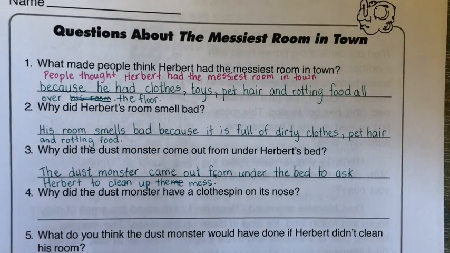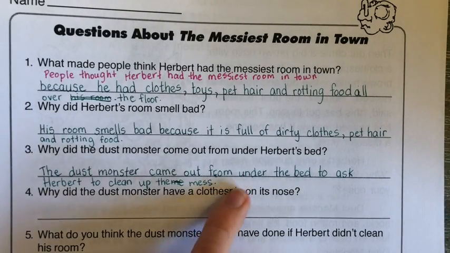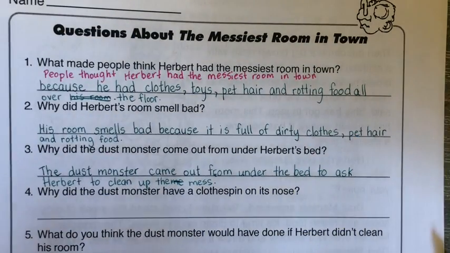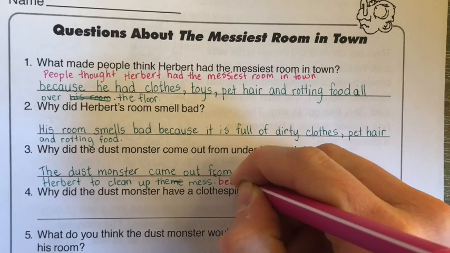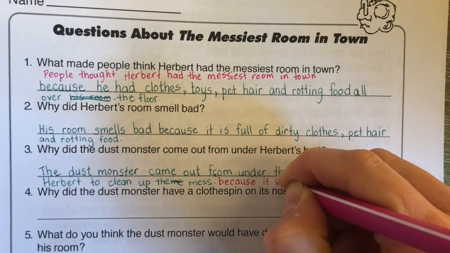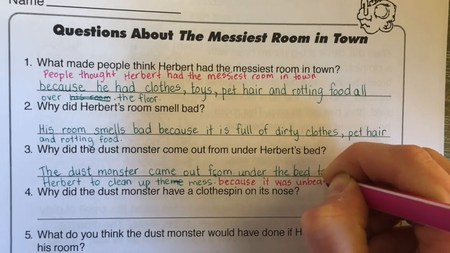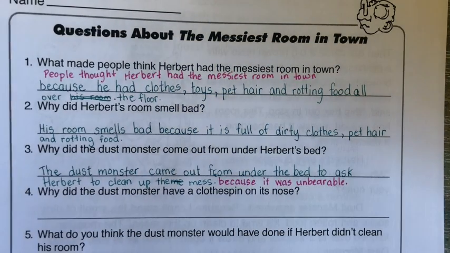All right, why did the dust monster have a clothespin on its nose? Oh, you could also add because it was unbearable. That's optional, but you could add some kind of because to tell why. It was unbearable. He couldn't stand it. He couldn't bear to be there. I think I spelled that right. Unbearable. I will check later, and hopefully I remember to add that edit in if it's incorrect.